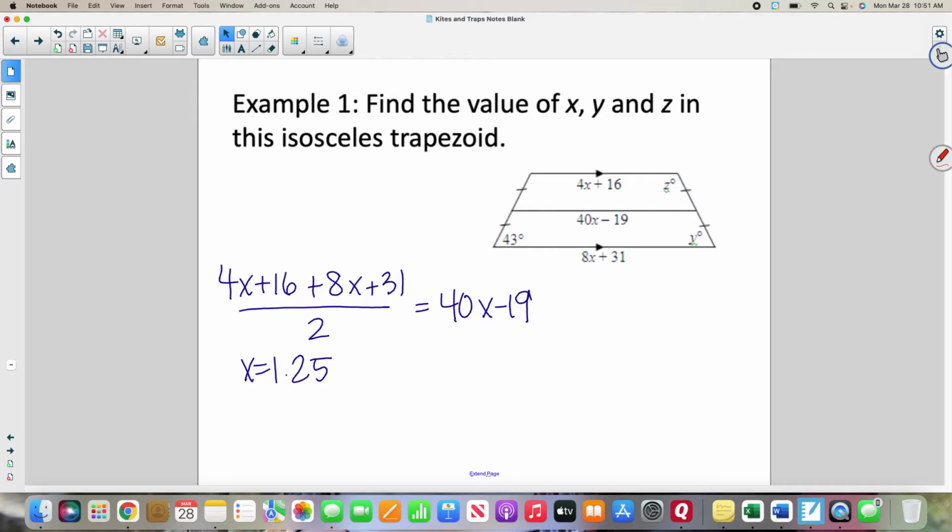What about the value of y? This is an isosceles trapezoid, so it'll be 43. How would I get z? Is it 180 minus 43, which is 137?